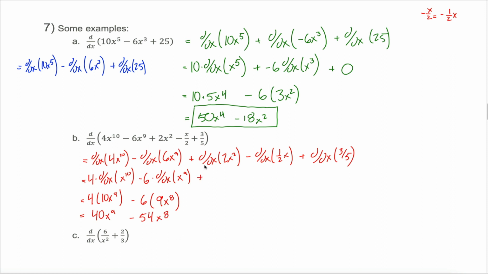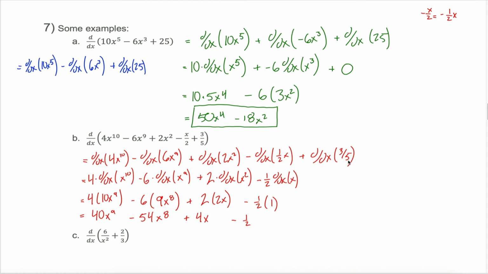My next term, I got the derivative of 2x squared. I'll take 2 times the derivative of x squared. The derivative of x squared is just 2x, so I got 2 times 2x, in other words, 4x. Next, I want to subtract the derivative of 1/2 x. I'm going to take the 1/2 out in front, and I'm going to multiply that by the derivative of x. But remember that the derivative of a variable is just the number 1. So I have negative 1/2 times 1, in other words, negative 1/2.